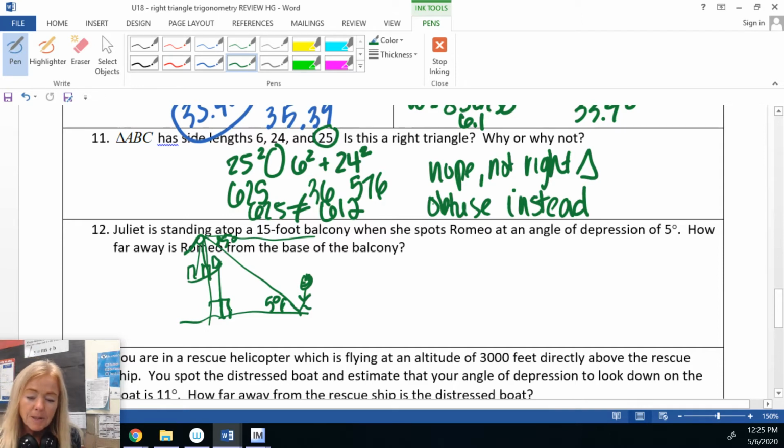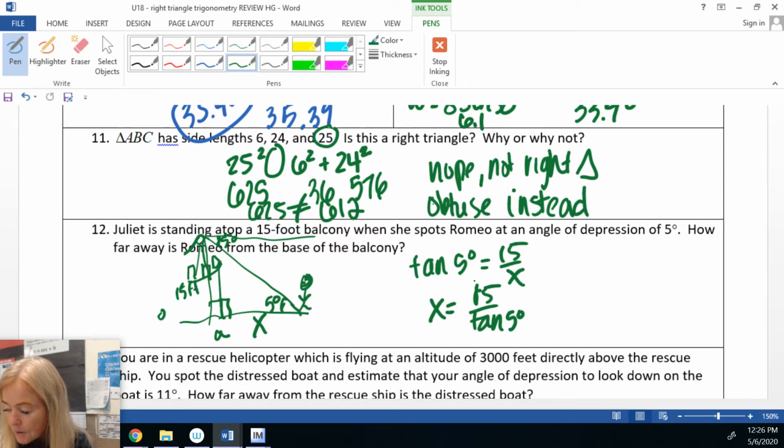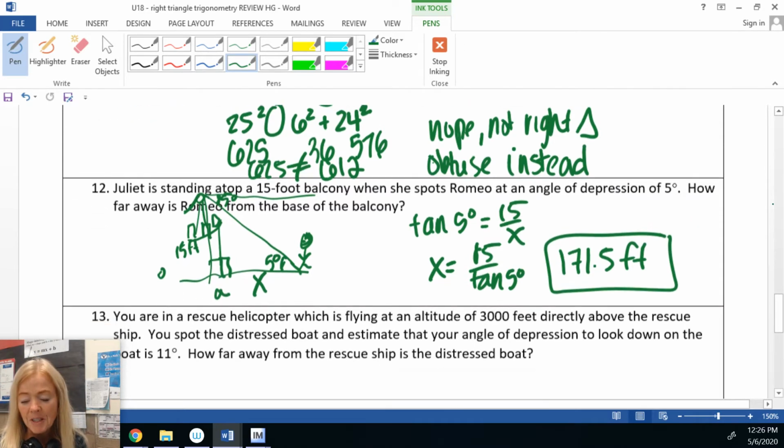How far away is Romeo from the base of the balcony? So we know the balcony is 15 feet, and we're looking for how far from the base of the balcony Romeo is. So we have opposite and adjacent. Nothing to do with the hypotenuse. So O and A is tangent. Tangent of 5 degrees is equal to 15 over x is our equation. X equals 15 over tan 5 degrees. And 15 divided by tan 5 degrees is 171.5 feet away. She can definitely not jump. So hopefully she won't.